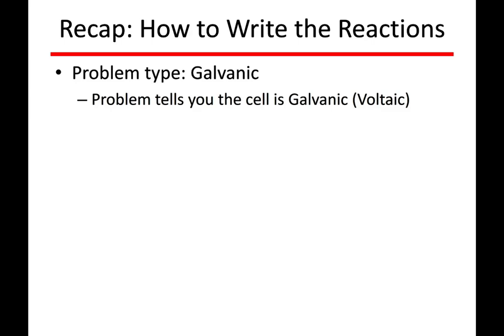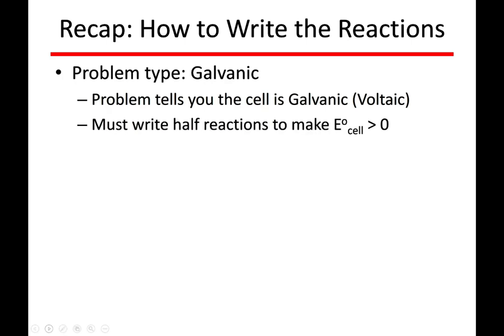Okay, so to summarize and recap some of the different types of problems that we've seen so far in this chapter, and to also get a little bit of experience with writing the reactions for electrochemistry problems, let's talk about the two types of problems that we've discussed so far. The first type is a galvanic cell. And in a problem where you're dealing with a galvanic cell, the question has to use that word. Or it could also use the word voltaic. That is a synonym of galvanic. So if you see the word galvanic or voltaic in a problem, then you're going to approach the problem in the following way. You must write the half reactions in a way to make the standard cell potential positive.